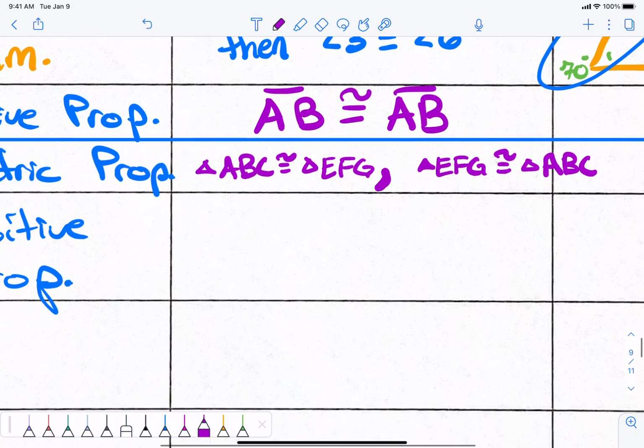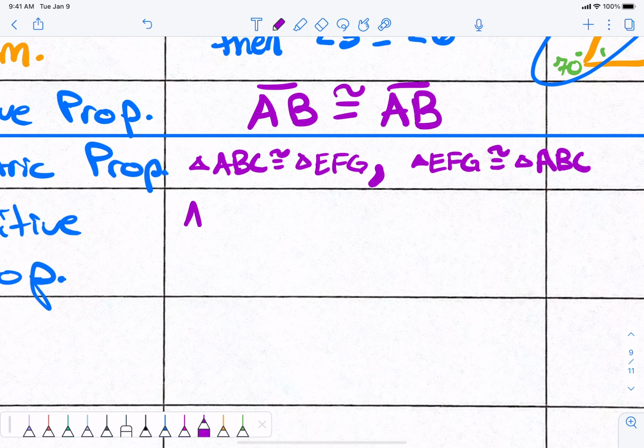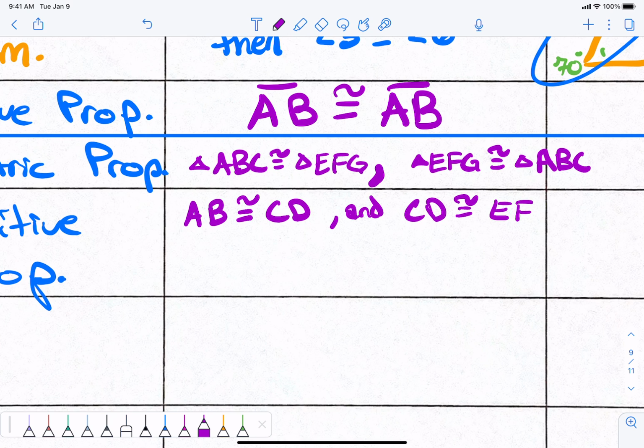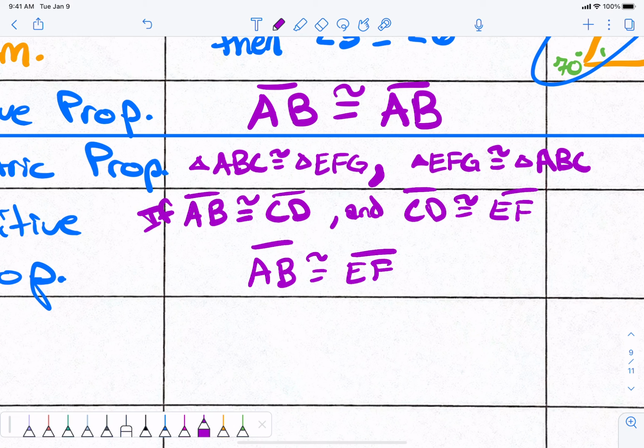Okay, and then the transitive property. Let's say if AB is congruent to CD and CD is congruent to EF. This is one we've had before. If those are true, then AB is congruent to EF. We can bypass those things. Okay, so those are just all things that we've maybe talked about before.